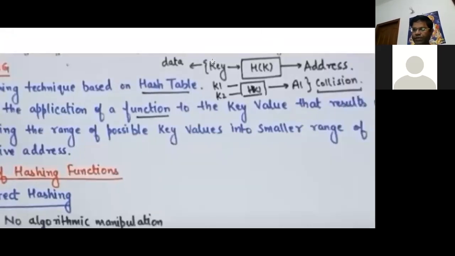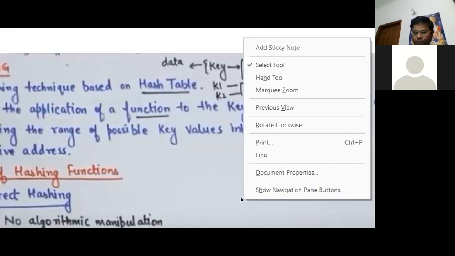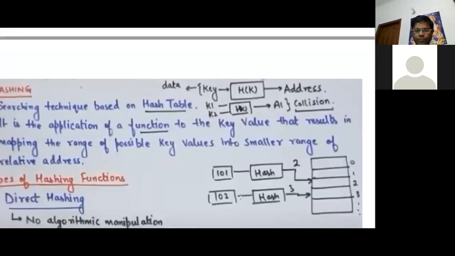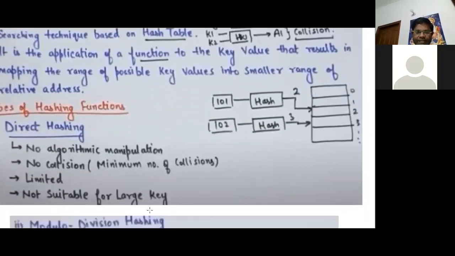Initially, we have been given a key. We use the hash function, hk, and it returns the indices or addresses where we have to store the key in the hash table. This is the basic logic of hashing. You are given a key value, you apply the hash function, and after applying it, the key value is converted and stored at a particular address. So this is direct hashing.